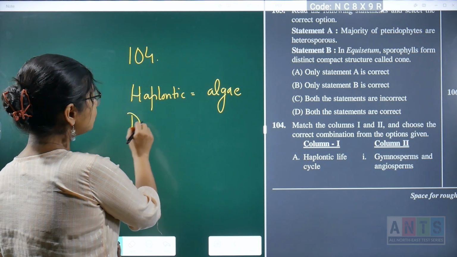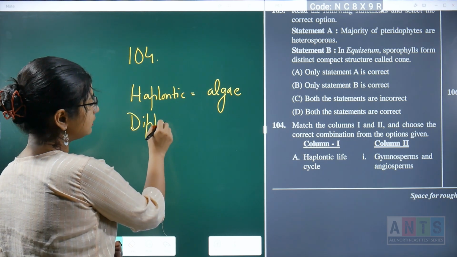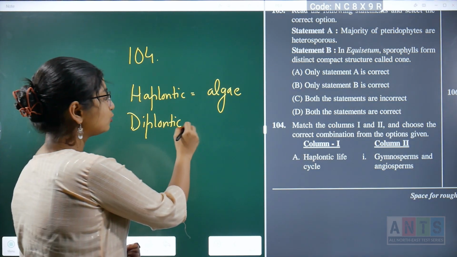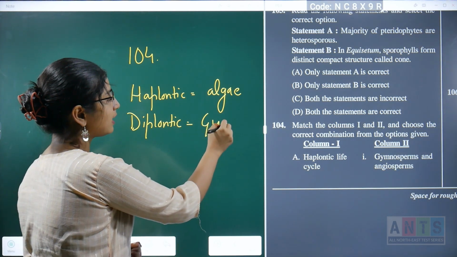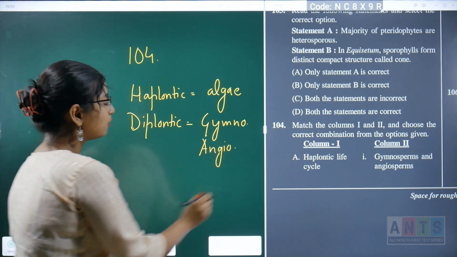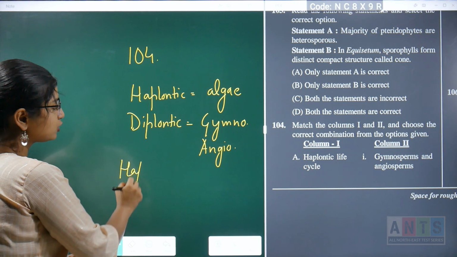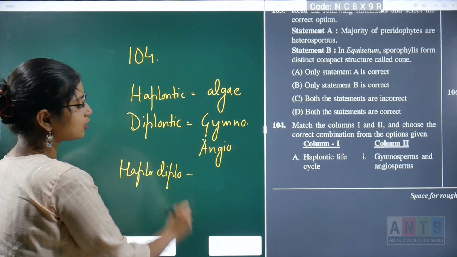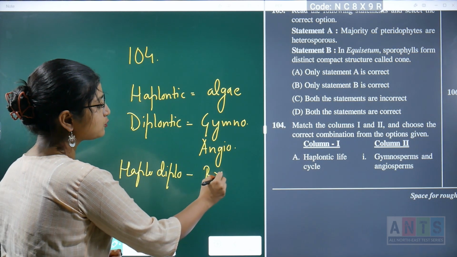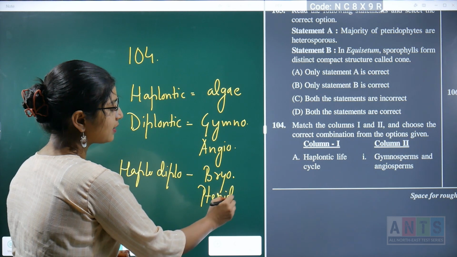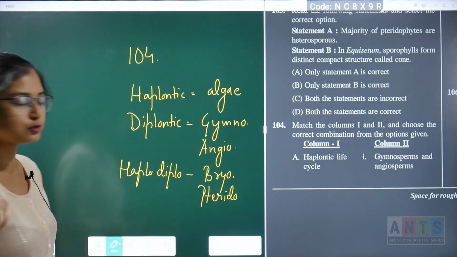Then moving on to diplontic life cycle. Diplontic life cycle is observed in case of higher plants. तो उसमें दो include हो रहे हैं. We will have gymnosperms and angiosperms. While haplodiplontic जो life cycle हो रहा है, haplodiplontic life cycle, this is observed in case of two groups, bryophytes and pteridophytes. ये हमारे तीन respective life cycles हो रहे हैं यहाँ पे.